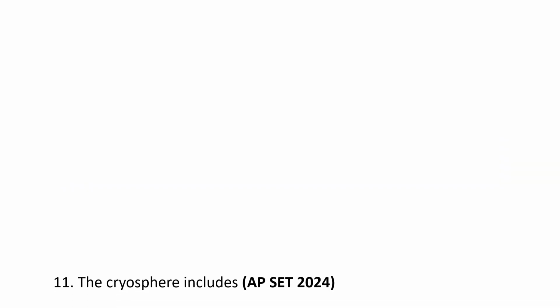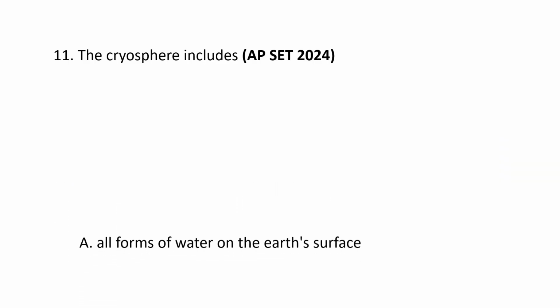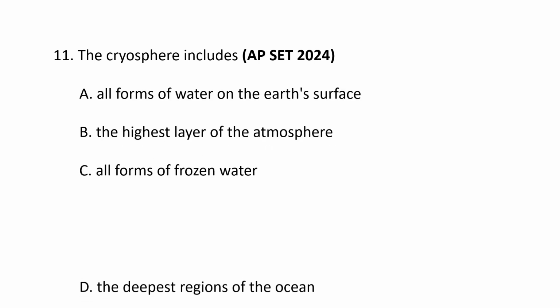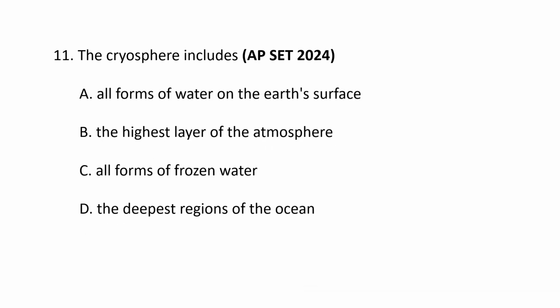Next question. The cryosphere includes A. All forms of water on the Earth's surface. B. The highest layer of the atmosphere. C. All forms of frozen water. And D. The deepest regions of the ocean.